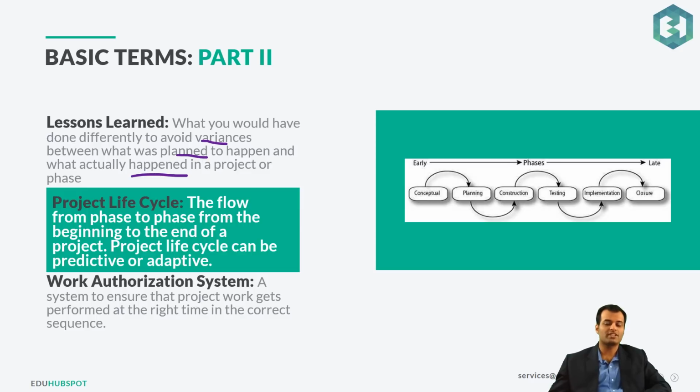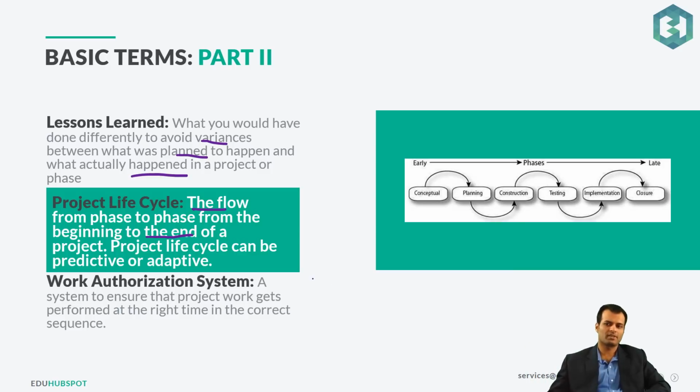Then we have the project life cycle, the flow from phase to phase, from the beginning to the end of the project. The project life cycle can be predictive, adaptive, or incremental, and there are many more. We will be discussing those development life cycles in a while. But just think of the flow from one phase to another, like the flow from our website to the Android app to the Apple app.